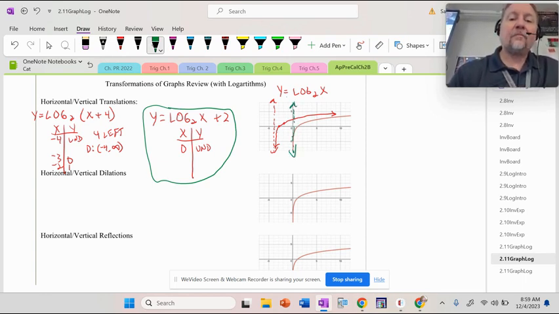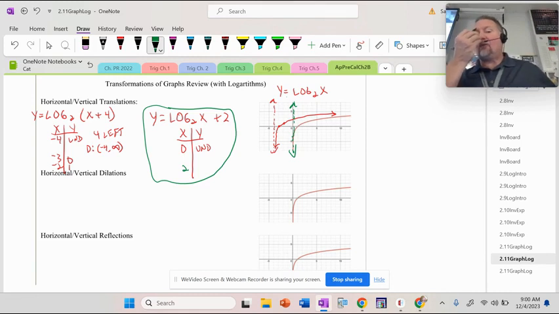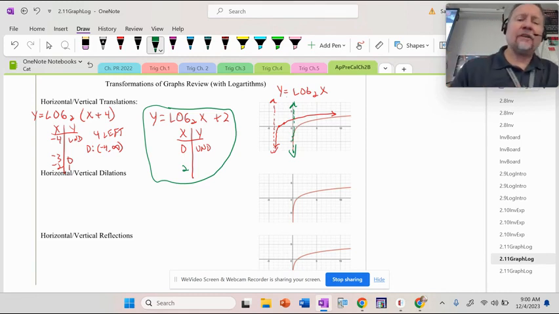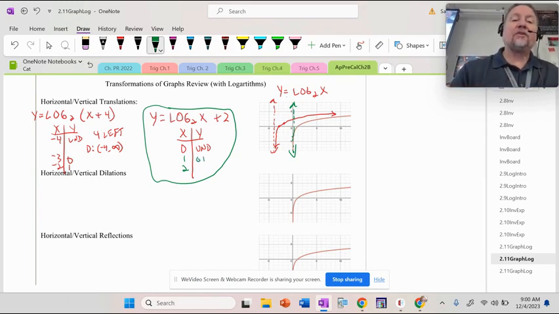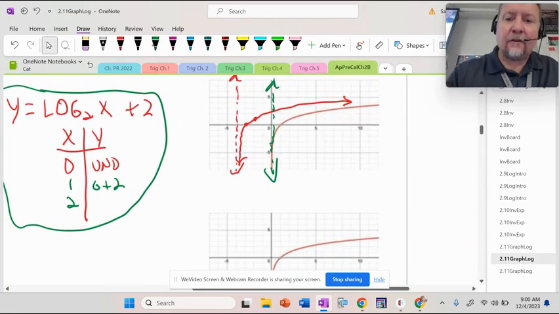What does change is the very next thing. When I plug in 2 for x, let's skip to that one. Actually, no. I want to plug in 1, and we'll ignore the fractional thing. When I plug in 1, log base 2 of 1 is 0, but 0 plus 2 is 2. So now I'm at 1 comma 2, and I'm going to zoom in on this and make this look a little bit better. 1 comma 2, this point was shoved up 2.